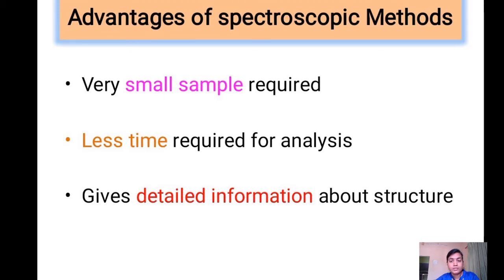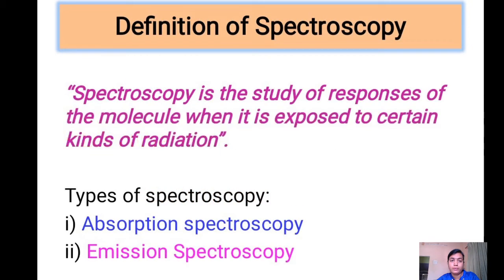The next advantage of spectroscopic methods is that they give detailed information about the structure of compounds. This means they give detailed information about the stereochemistry, how many carbons are present, how many hydrogens are present, and also how many double bonds and conjugations are present. All this detailed information related to new compounds is given by spectroscopic methods. Therefore, spectroscopic methods are used by chemists for determination of the structure of unknown compounds.